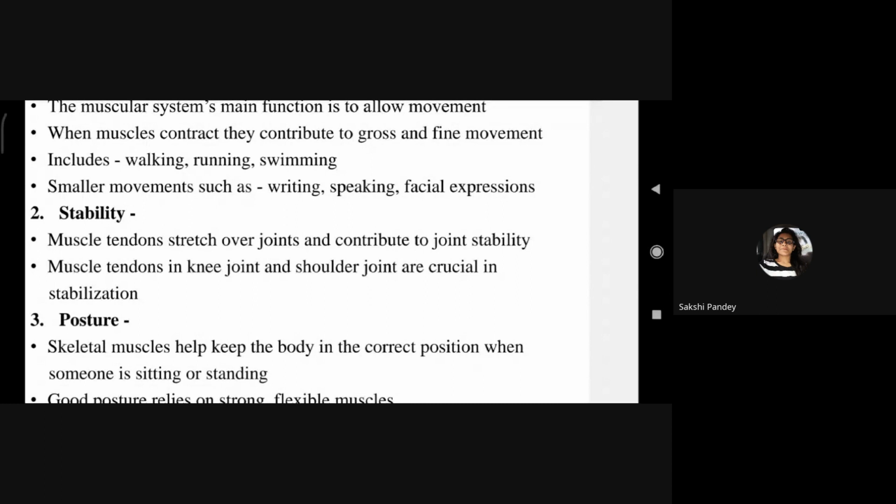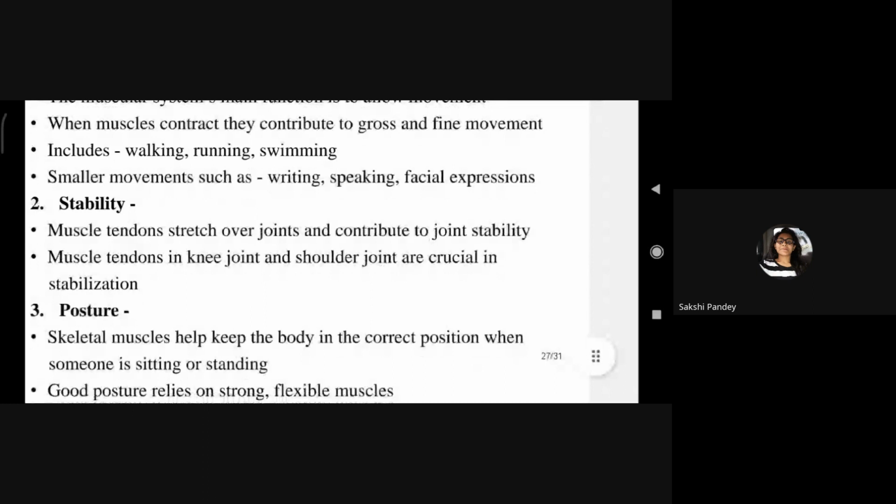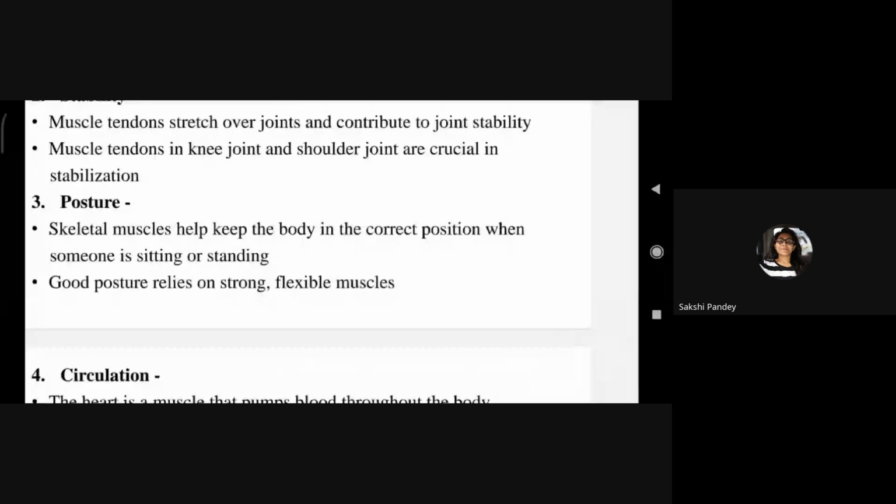Good posture relies on strong, flexible muscles. Yes, obviously, good posture is possible when our muscles are strong and flexible. Otherwise, our muscles will not permit us to adopt good posture.